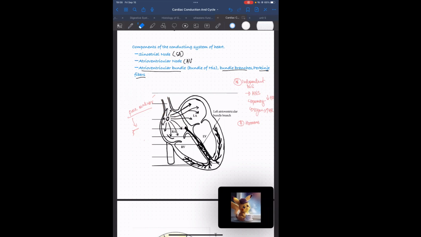The AV node is also a group of specialized cells that is present in the interatrial septum. This is the left atrium and this is the right atrium. The septum present between the atria is called the interatrial septum, and the AV node is present in it.